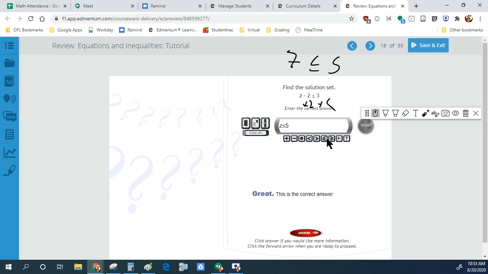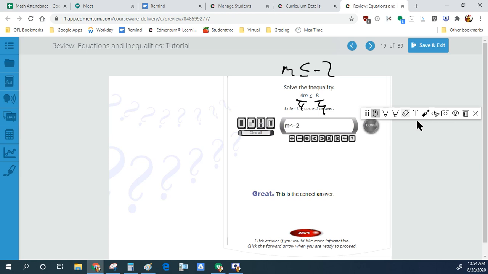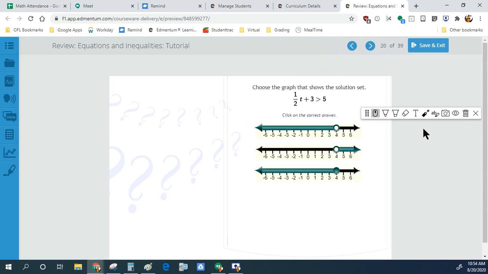5. So that's all we're doing. We're just solving it like a regular equation here. So if we go to the next one, this one we're dividing, but we're not dividing by a negative number, so we don't have to worry about our sign changing. So it's still going to be less than because we didn't change the sign, and it's still negative. So what we're going to do here is we're just going to type in m is less than or equal to -2. Okay? And we're moving on to the next one.